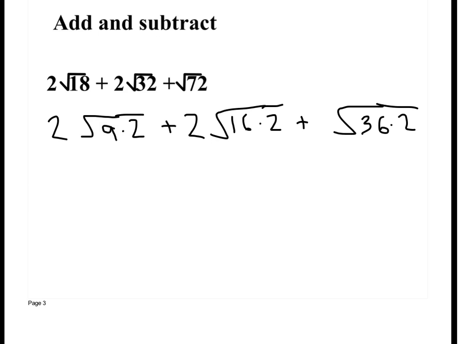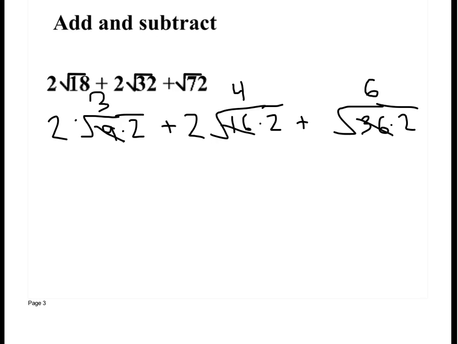Why did I pick 9, 16, and 36? The 3 doesn't go into 16, but because they are squares, right? What's the square root of 9? 3. Square root of 16? 4. Square root of 36? 6. And guess what is left under each one of these? 2. Square root of 2.